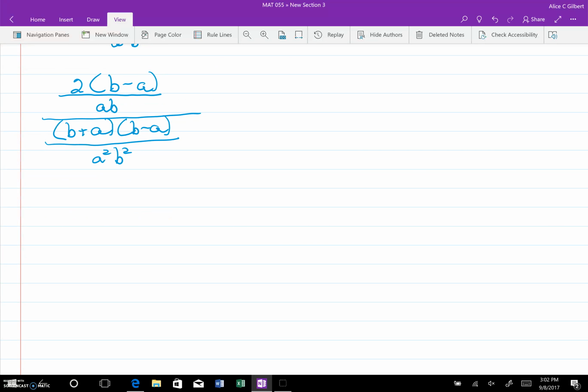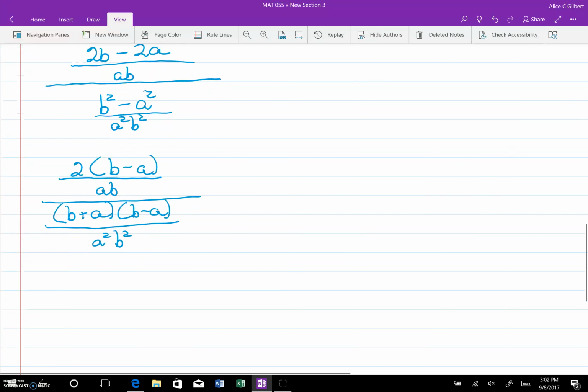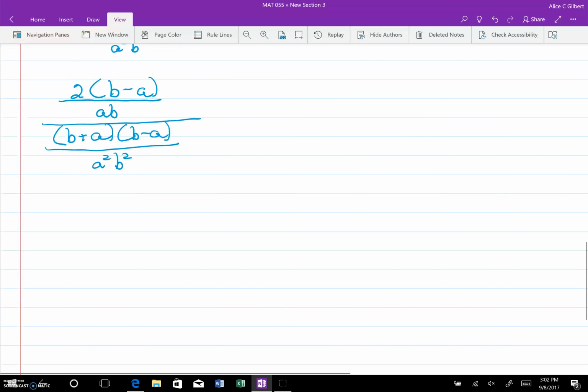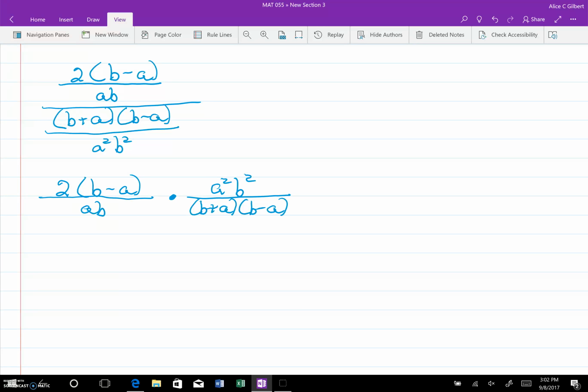But now I have one fraction in the numerator and one fraction in the denominator. So now I am going to do copy.flip. And you noticed each time I skip one line between each of these. Numerator always gets one line, denominator always gets one line. So copy the numerator exactly like it is over ab, change divide to multiply, and flip the bottom one. Copy, dot, flip: b plus a and b minus a.